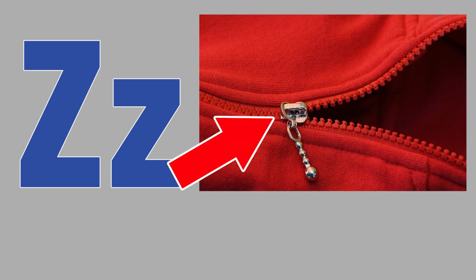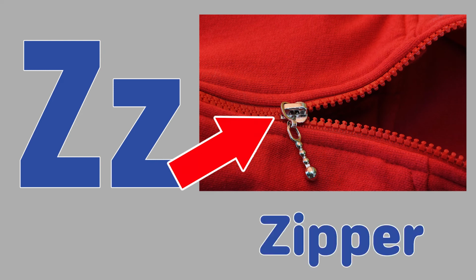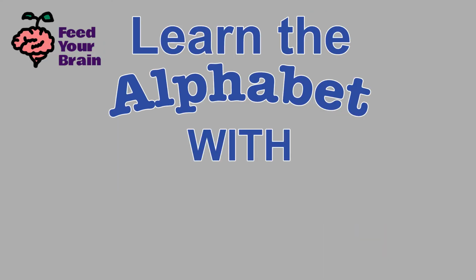This is the letter Z. And what is this that you use to open and close a jacket or other types of clothing? Yes, that's right, this is a zipper. And zipper begins with the letter Z. Very good. This fourth section of learning the alphabet uses random words. We hope you learn a lot.